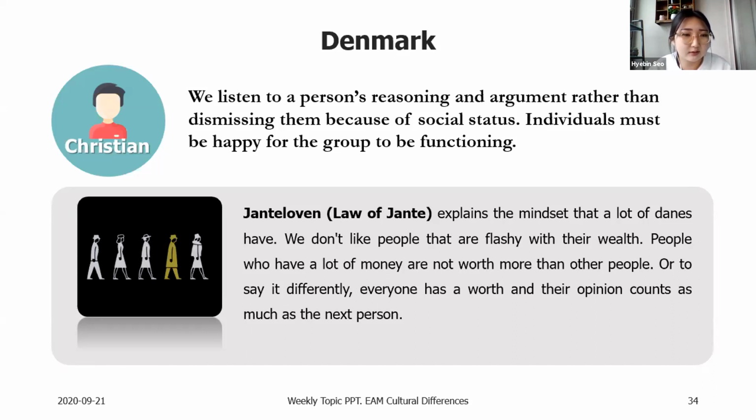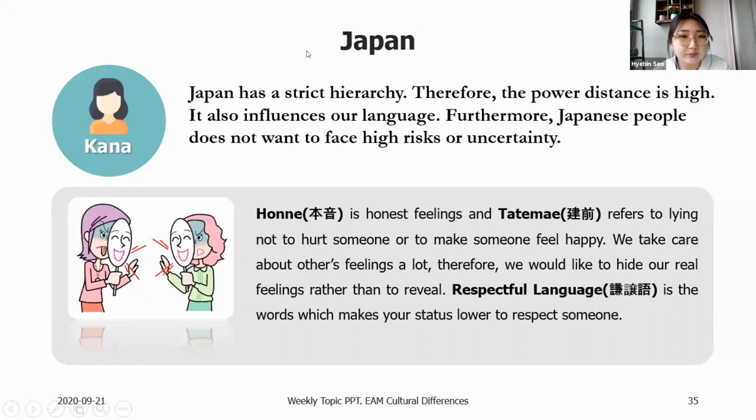I don't know whether this is the right pronunciation, but the Law of Jante explains the mindset that a lot of Danish people have. We don't like people that are flashy with their wealth. So people who have a lot of money are not worth more than other people. Or to say it differently, everyone has a worth and their opinion counts as much as the next person. So it means that they don't care about the vertical, hierarchical social structure as much as we do in Western countries, compared to Eastern culture.